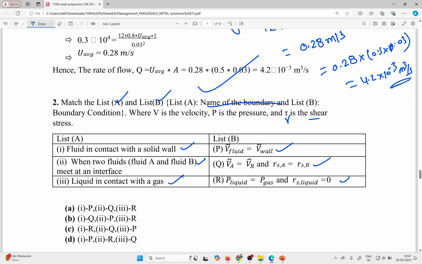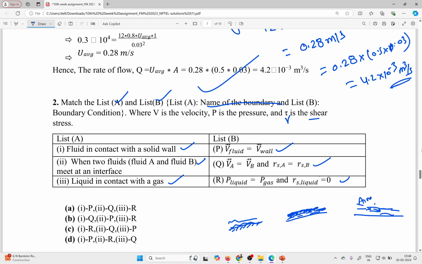So now try to match. The first is a fluid in contact with a solid. Like here a fluid is flowing, but it is in contact with, let's suppose, a plate. Second, when two fluids A and B meet at an interface. Let's suppose water is flowing and at the interface oil is there. The liquid in contact with gas. Let's suppose water is flowing and the air is the gas, so it is in contact with air. So which type of boundary conditions will we follow when we try to solve such a problem mathematically? Which option is correct, A, B, C, or D?